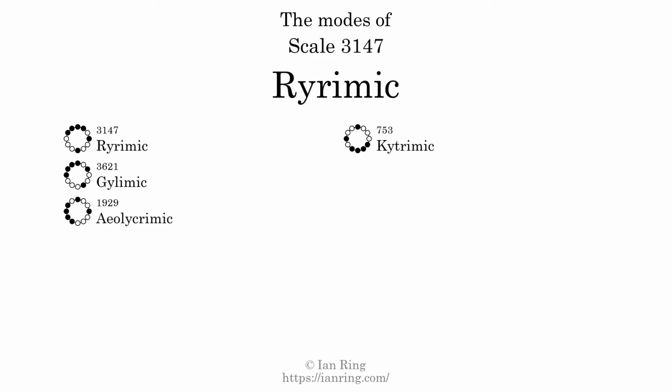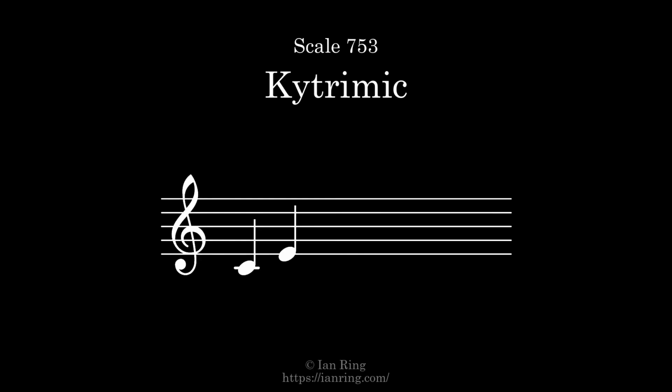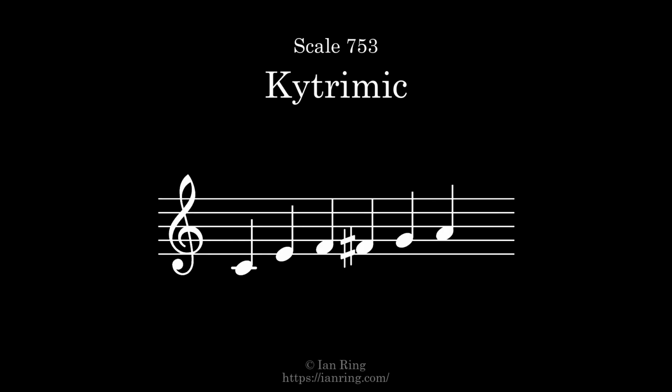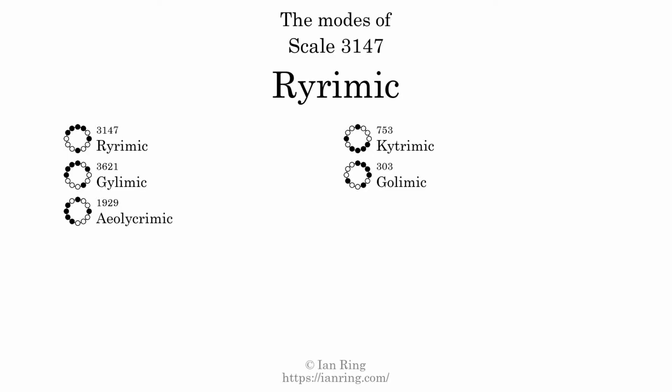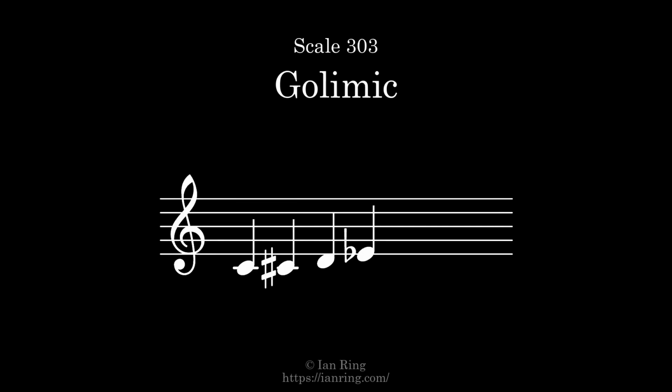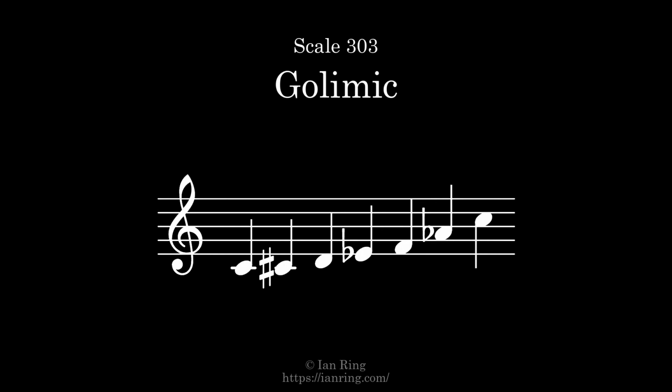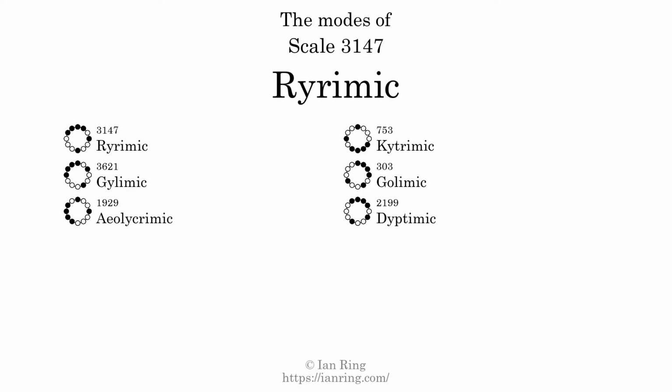The fourth mode is scale 753, also known as Ryrimic. It sounds like this. The fifth mode is scale 303, also known as Ryrimic. It sounds like this. The sixth and last mode is scale 2199, also known as diptymic. It sounds like this.